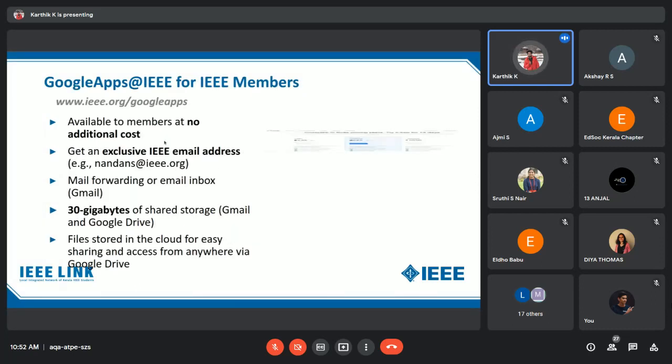Google Apps for IEEE is the next thing. You are getting a Gmail with G Suite enabled. You are actually getting 30 GB of storage space also. You will get your own alias of IEEE.org. You can name that also.